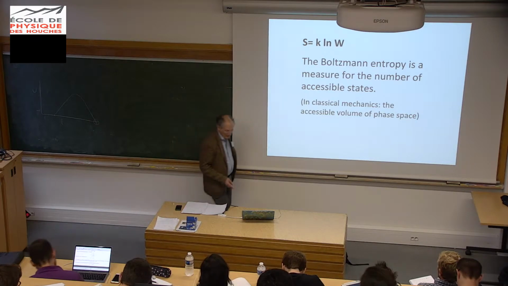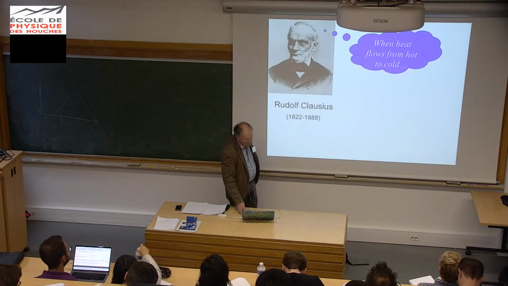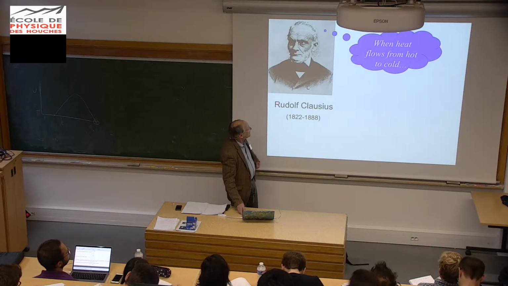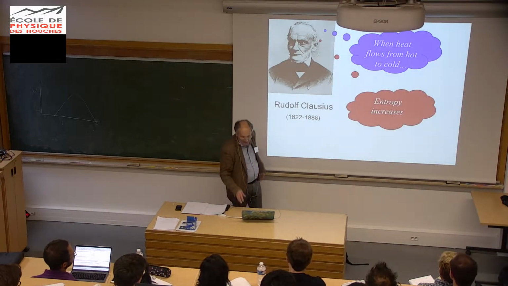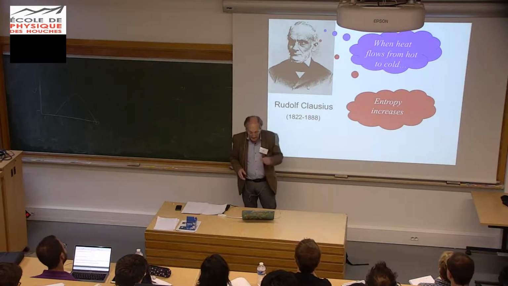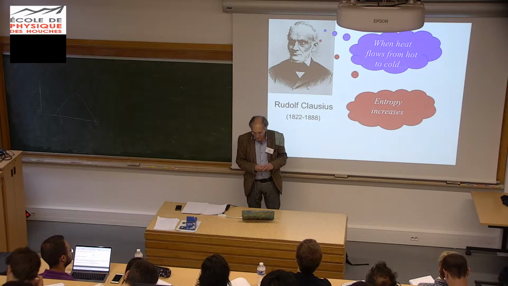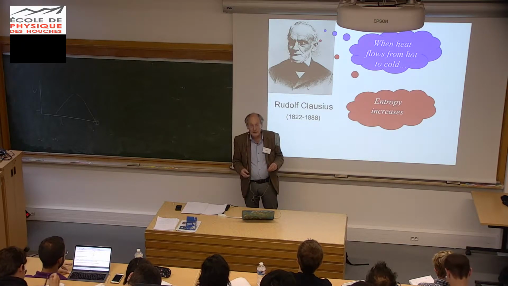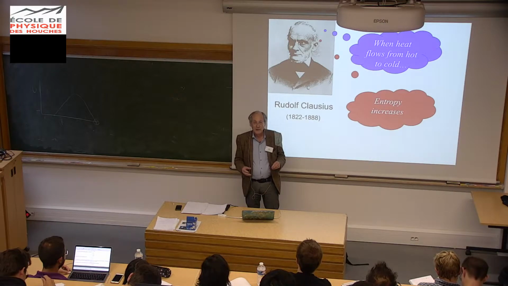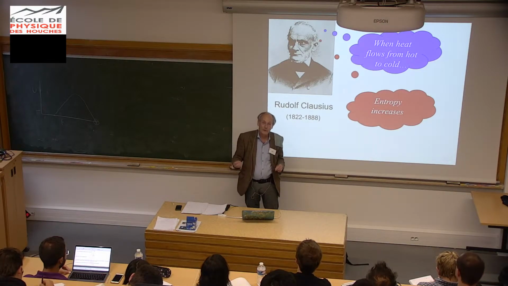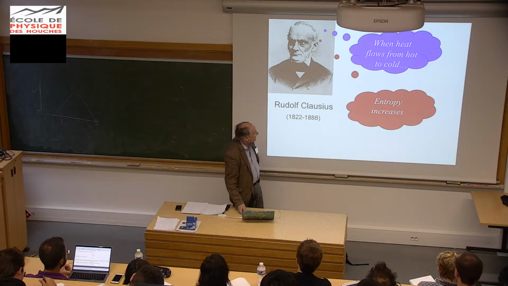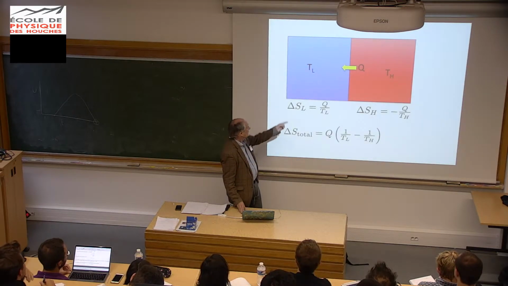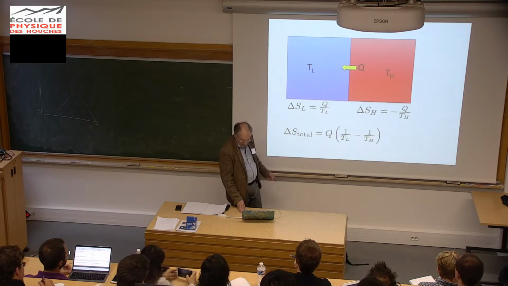So this we know. Now we're going to talk about this. Clausius again: when heat flows from hot to cold, the entropy increases. And until now, I was talking specifically about the case where the entropy increases because heat flows from one part of the system or from one system to another. So that's this case. This is what I was talking about all the time.